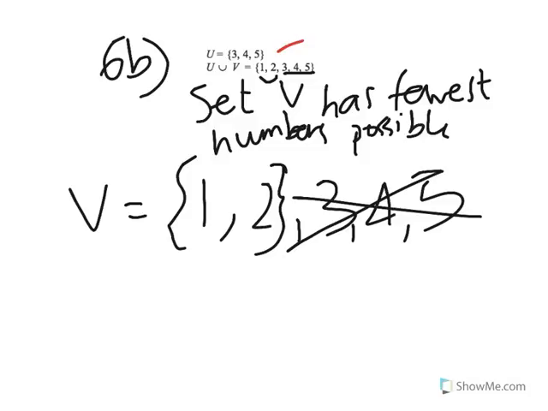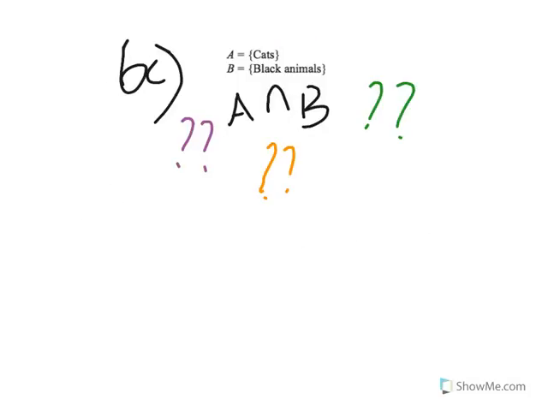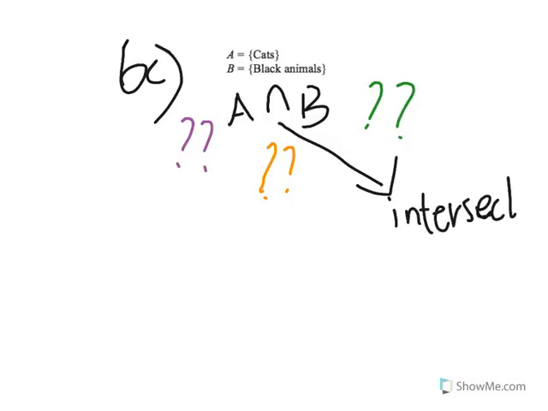Alright, so 6c, you're given two sets, cats and black animals. It's kind of a stupid question, but whatever, we'll do it. And you're being asked for A intersect B. Now this upside down U means intersect, and it means what do they have in common? What do they share? So now if you look at A, it's cats, and B is black animals.